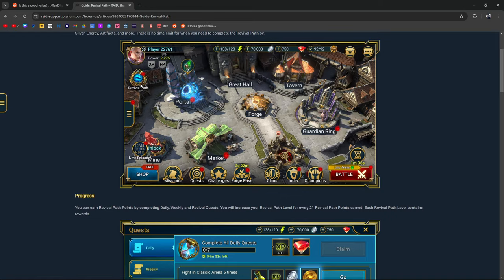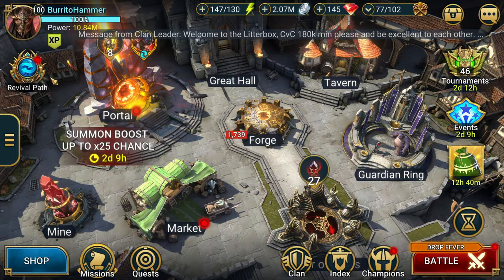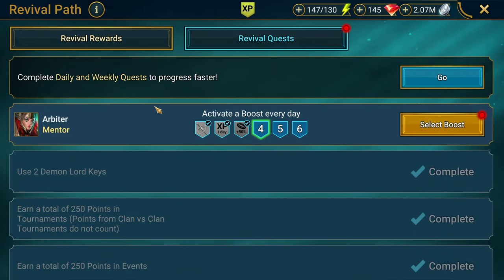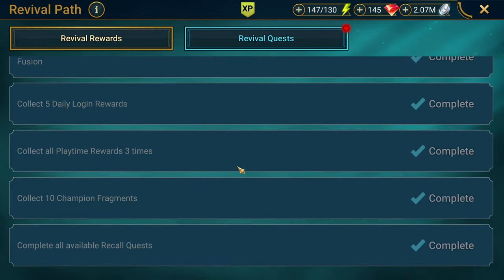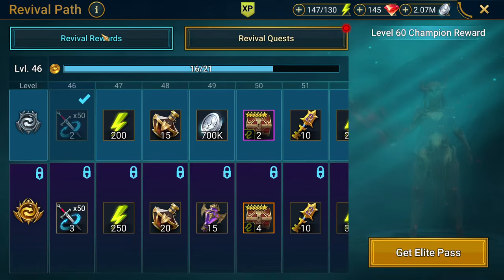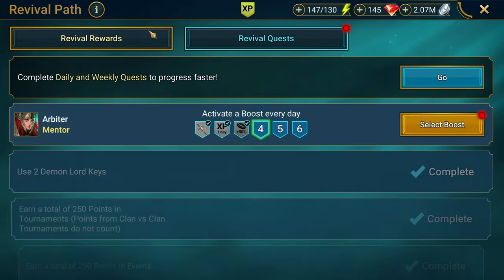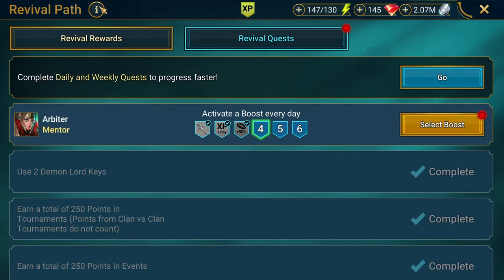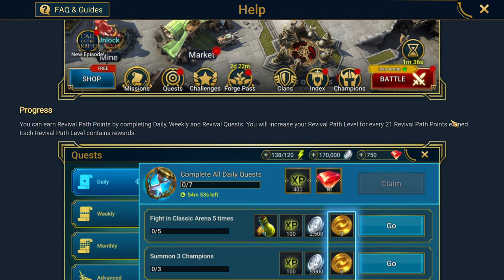So you see right here, it shows up. Actually, I can even show you on my third account right here. Boom, Revival Path shows up. And the way to do it is you have these quests here, and they offer you some points towards the revival thing. These are the Revival Path points. Okay. You also get some extra boosts here. And oh yeah, there's actually in-game guides here.